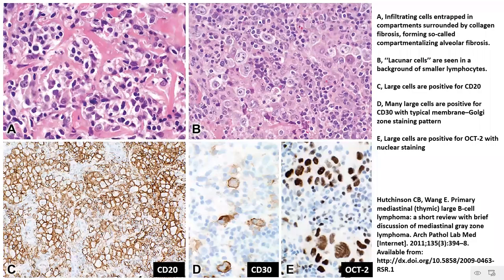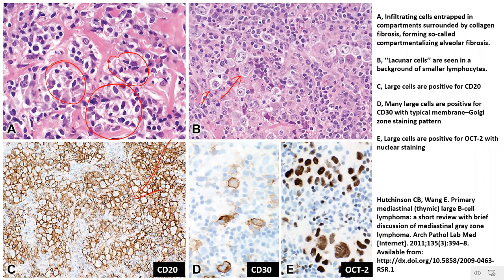So this journal article highlights one of those cases of primary mediastinal B-cell lymphoma. Look at the characteristic compartmentalization of the atypical large lymphoid cell population by these bands of collagen. Many of these cells seem to resemble the characteristic lacunar cells which you have seen in the syncytial variant. CD20 is very strongly expressed.